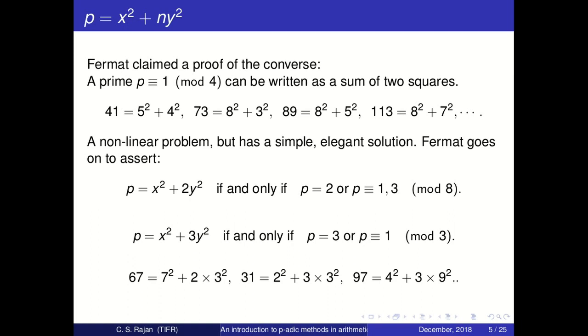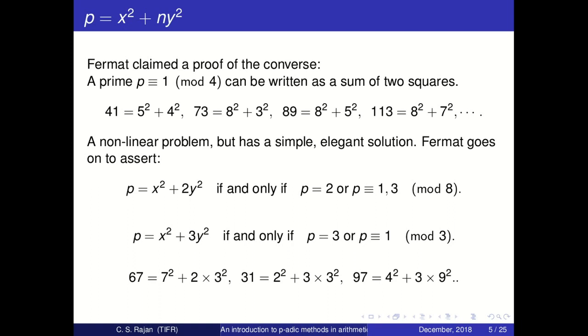Is this okay? So you can try some numbers. Let me give some examples. 67, I have written it as, it's 3 mod 8, okay, so you can write it as 7 squared plus 2 into 3 squared. 7 squared is 49 and 3 squared is 9, so 49 plus 18 is 67. 31 is also 3 mod 8. 4 plus... No. 27 plus 4. 2 squared plus 3 into 3 squared.